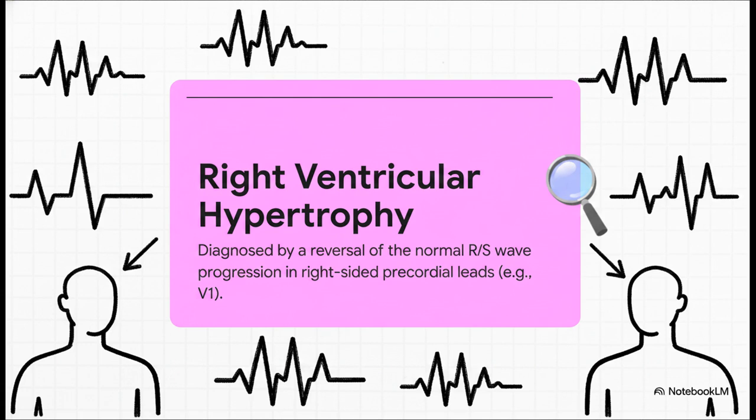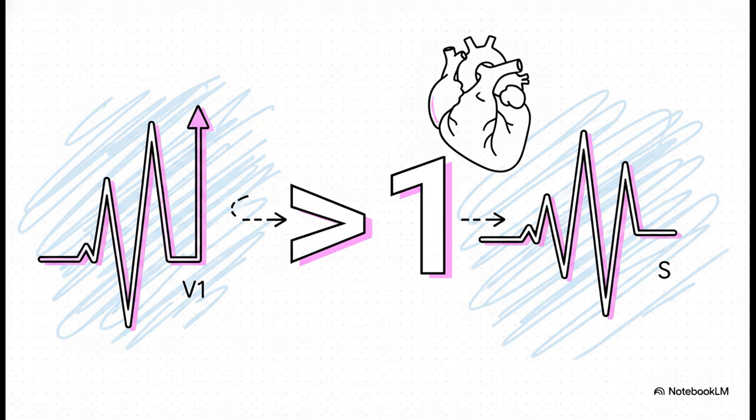This flip is a direct result of the thickened right ventricular muscle changing the direction of the heart's electrical forces. So, to be specific, the hallmark sign of right ventricular hypertrophy is when the R wave in lead V1 is taller than the S wave. That gives you an R to S ratio greater than 1. This is a complete flip of the normal pattern, where the S wave is almost always bigger in V1.